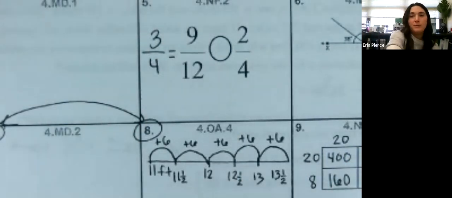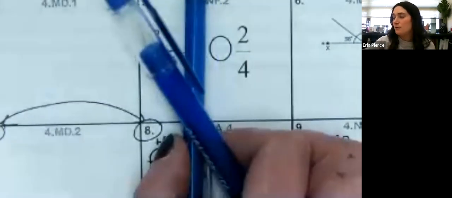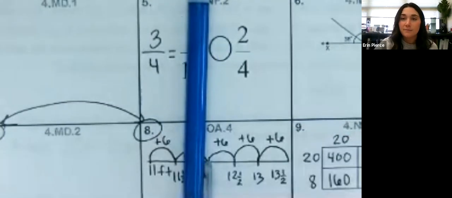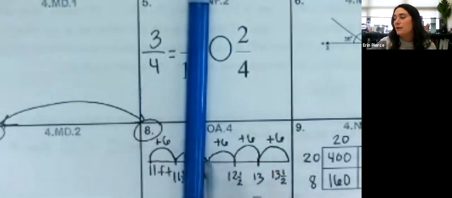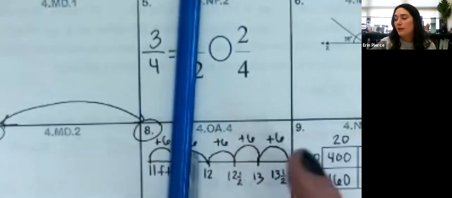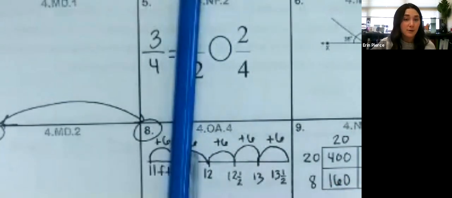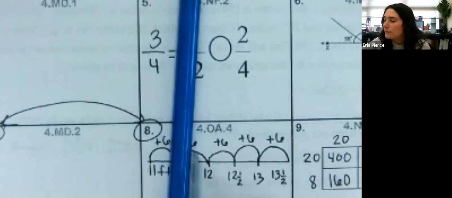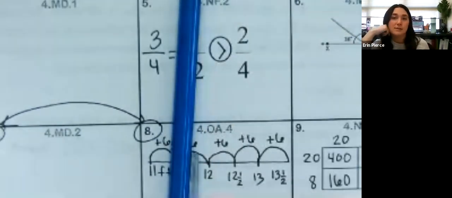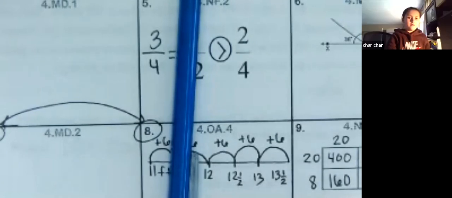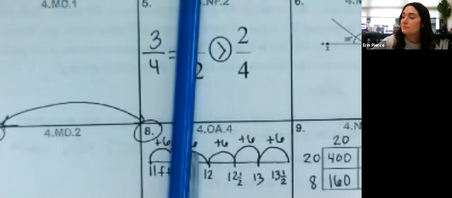That's like me, because I put that 3/4 is equal to 9/12. I'm moving that out of the way. 3/4 is comparing to 2/4, greater than, less than, or equal to. 3/4, 2/4. Charlotte? 3/4 is greater than 2/4. 3/4 is greater than 2/4.